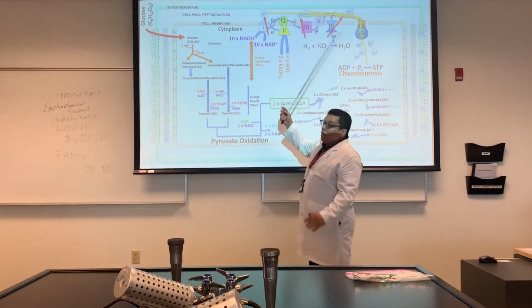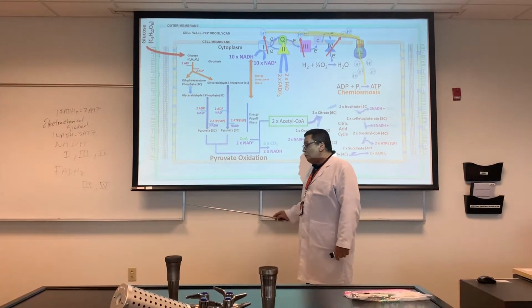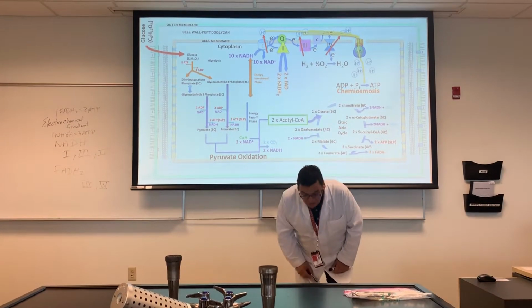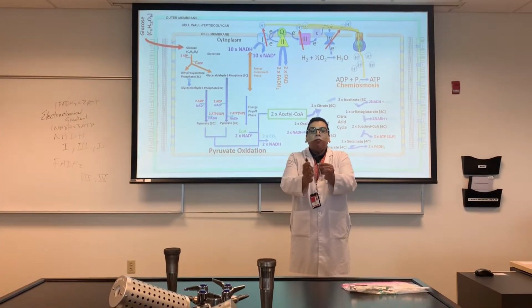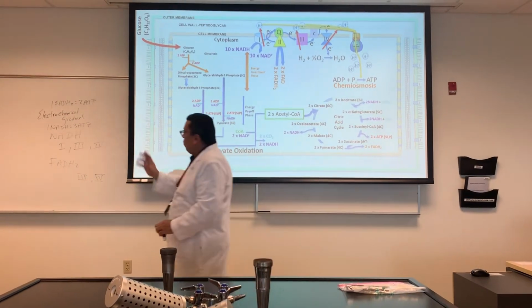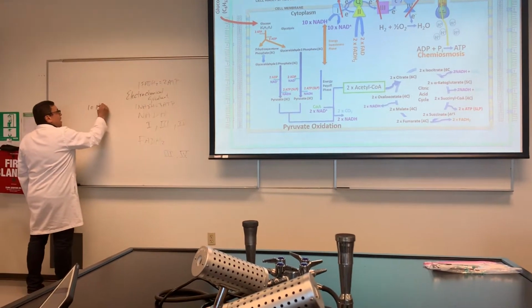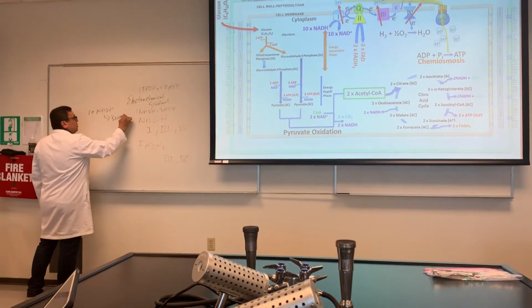That means they're going to dump a whole bunch of hydrogen ions there, enough to do this to the ATP synthase. Wake up and do this. 1, 2, 3, 4, 5, 6, 7, 8, 9, 10, all the way to what? All the way to 30. What? 30. Because it's a conversion factor. One NADH makes 3 ATPs, that means 10 NADHs will make 30 ATPs.